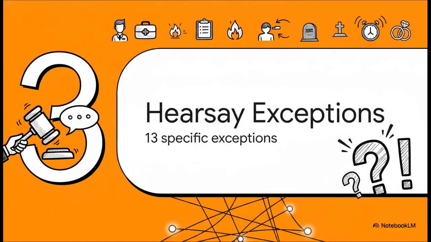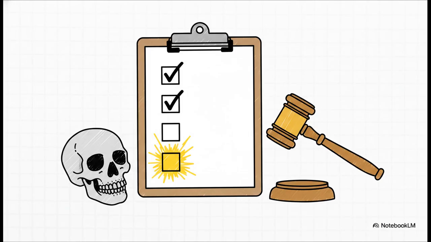Next up is Section 3, High-Yield Hearsay Exceptions. Now, as a general baseline, all extrajudicial statements are considered hearsay, unless they're subjected to cross-examination. But the rules give us 13 specific exceptions. To successfully get a dying declaration admitted as one of these exceptions, you've got to check off all 4 of these requirements. The really crucial detail here is that last one. It is only applicable in specific criminal cases. We're talking homicide, murder, or parricide.